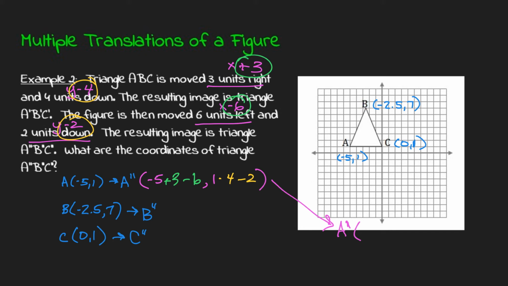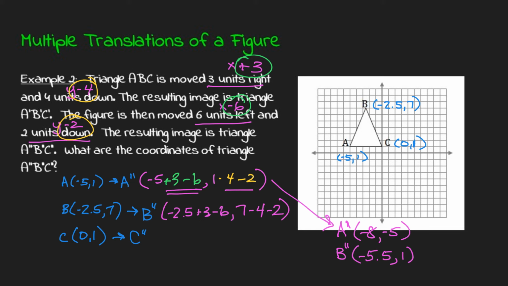So this new point, which I'll just have to write down here, A double prime, would be located at -5 plus 3 is -2, -2 minus 6 is -8, 1 minus 4 is -3, -3 minus 2 is -5. So there's A double prime. B, we can do the same thing. So we have -2.5. We will add 3 and subtract 6. And then for the y's, start at 7, and we will subtract 4 and subtract 2. So that gives us that B double prime would be located at negative 2.5 plus 3 is 0.5, and 0.5 minus 6 is negative 5.5. 7 minus 4 is 3, and 3 minus 2 is 1.